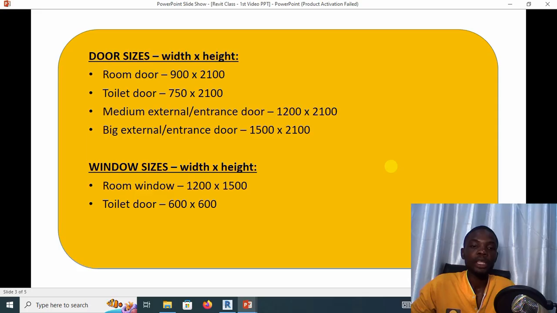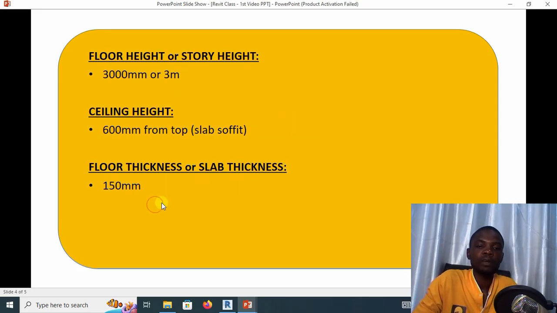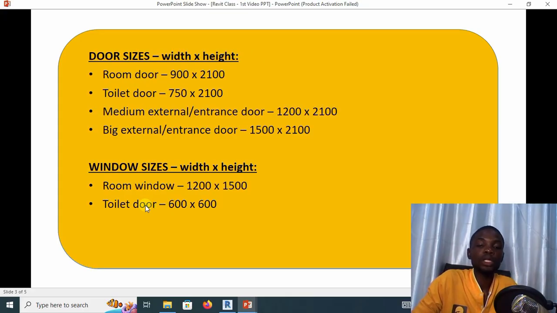choice. Now, a toilet window. This is supposed to be for a toilet window. A toilet window should be 600 by 600. Of course, a toilet window is supposed to be smaller in size and it should have a higher sill level. Sill level simply means the distance between the bottom of the window to the base of the floor. Right? The bottom of the window to the base of the floor. That is what we call sill level.